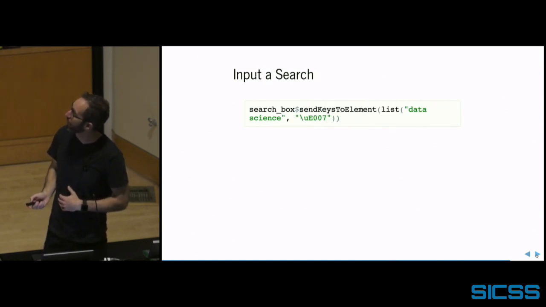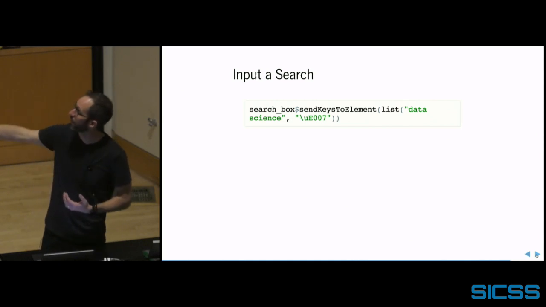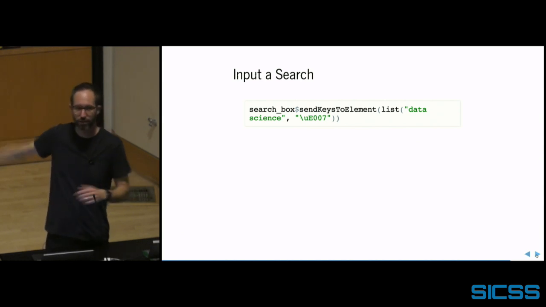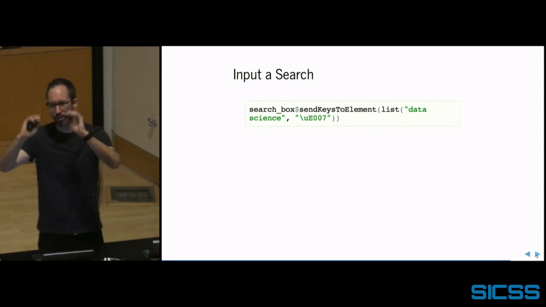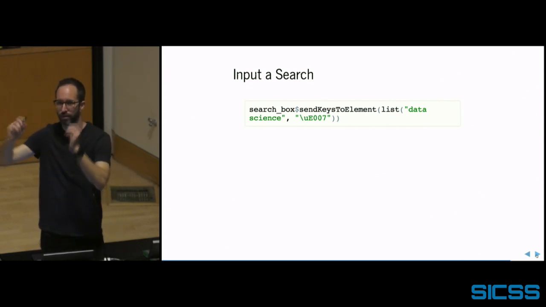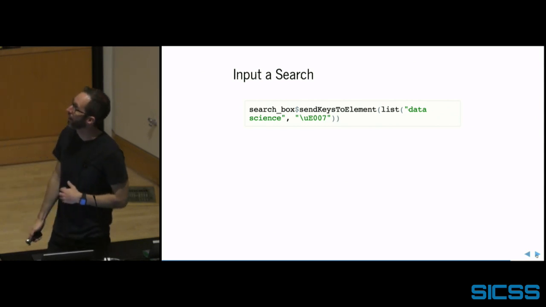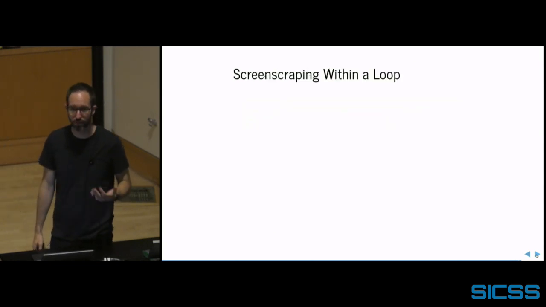And here we're searching the Duke web page for mentions of data science, and this here refers to the keystroke for hitting enter. So literally, we're opening a browser, we're sending it to duke.edu, we're telling it to put the cursor on the search bar, we're telling it to write in data science, and then we're telling it to hit enter, and then we get some type of data.